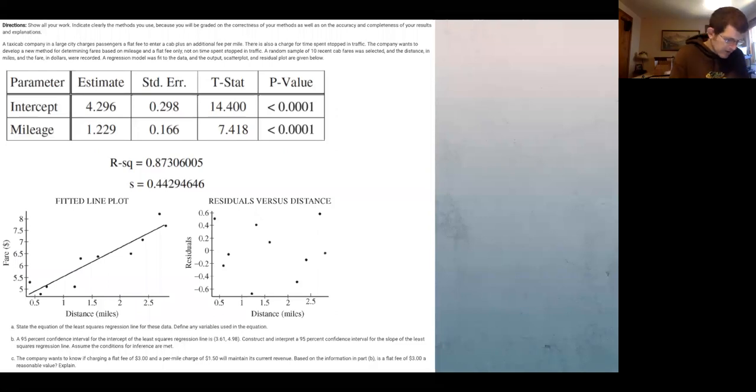So the first thing it asks is, what is the LSRL, the least squares regression line for this data? This goes back to Unit 3. We know that the intercept is the first line, and normally I'd cross this thing out, but here we actually need one value. Our regression line is going to be a plus bx, and I need the intercept and the slope. So my intercept is 4.296. And the slope is 1.229.